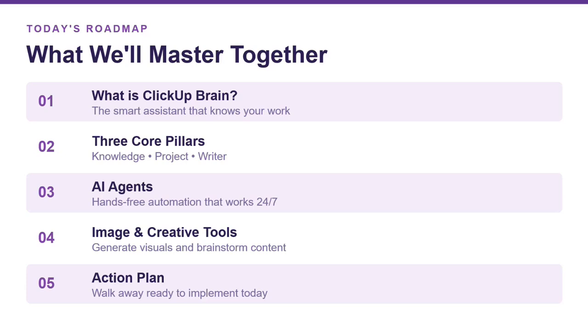Here's a roadmap for the next topics. We'll start by understanding what ClickUp Brain actually is. Then we'll look at its 3 main pillars: the knowledge manager, the project manager, and the AI writer. After that, we'll get into AI agents, which let you automate work in a hands-free way. We'll also cover the image generator and how the brain helps us to brainstorm content.